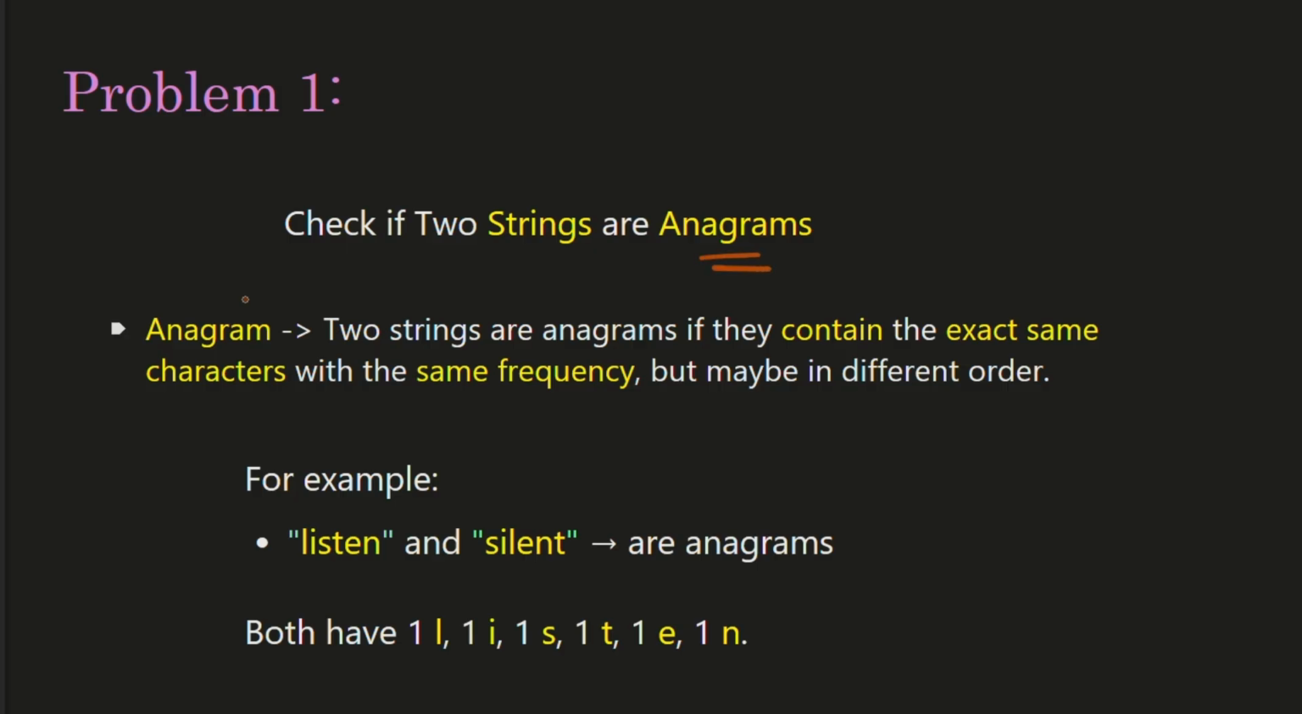We say two strings are anagrams if they contain the exact same characters with the same frequency, but maybe in different order. For example, listen and silent are anagrams. Both have one L, one I, one S, one T, one E, one N.